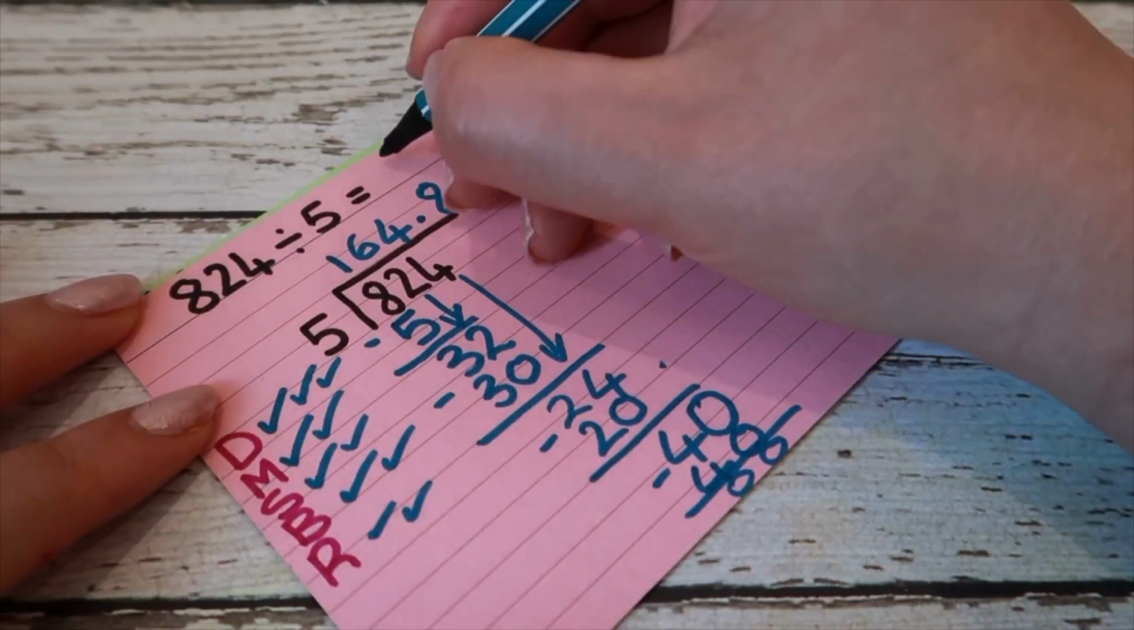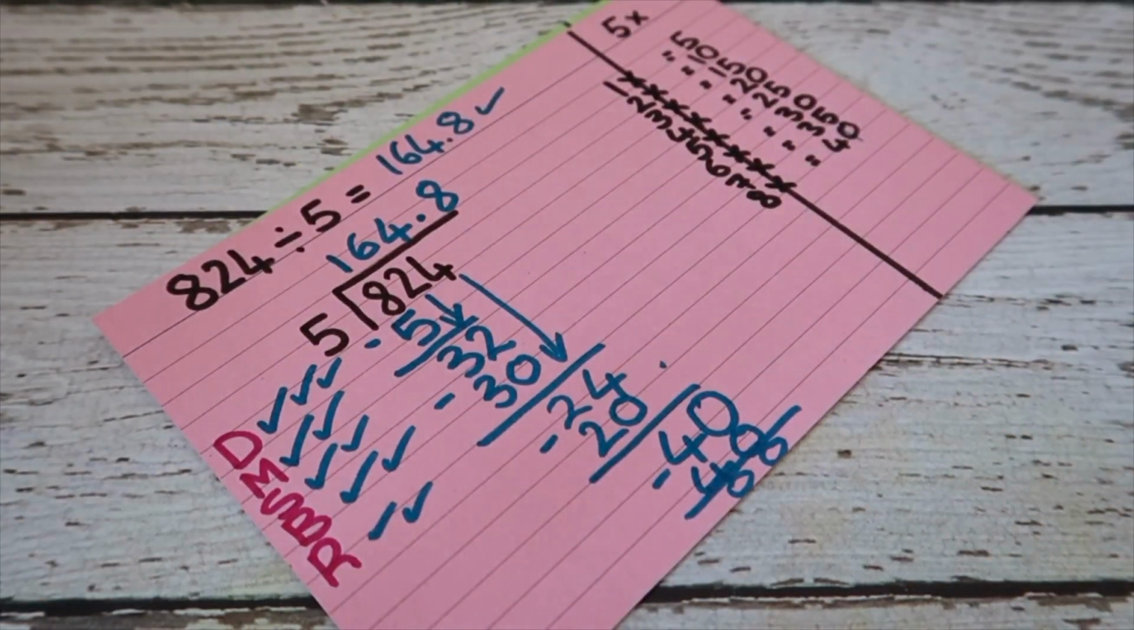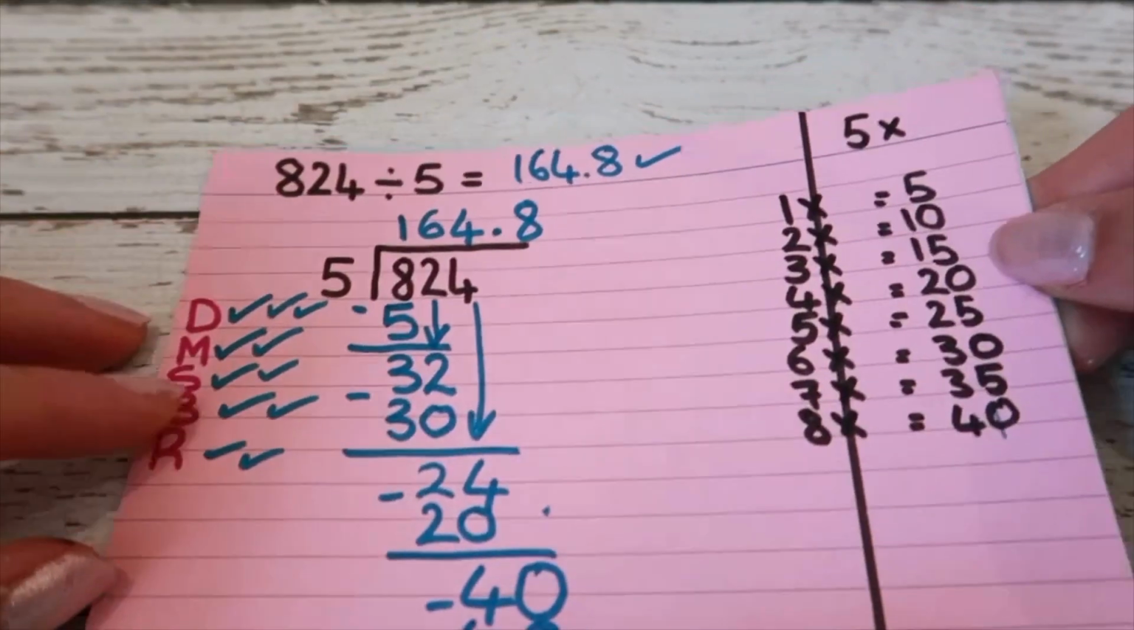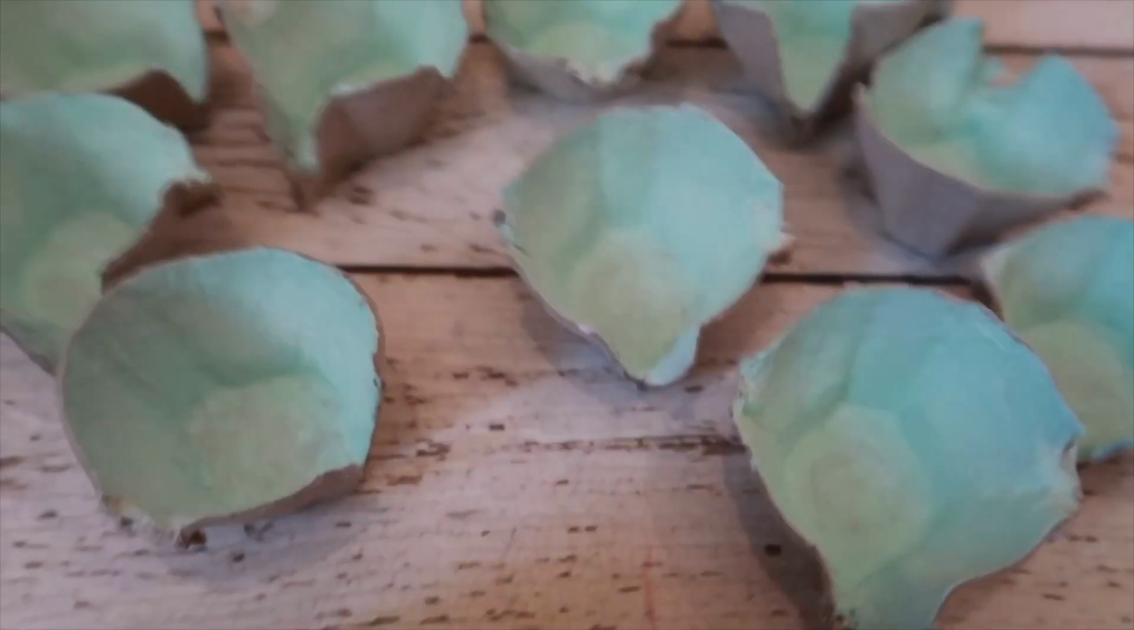So in this case, 824 divided by 5 is equal to 164.8. And that's how you'd use a decimal point. So again, the difference between long division and short division is when we do get a remainder, we don't use remainders, we'd use a decimal point.